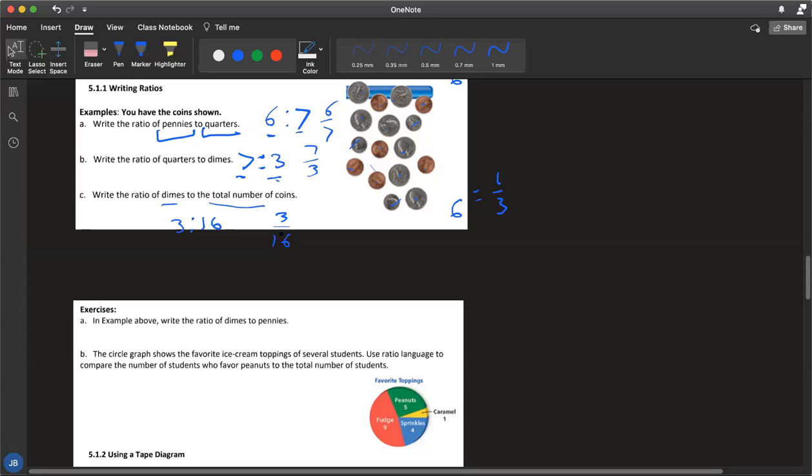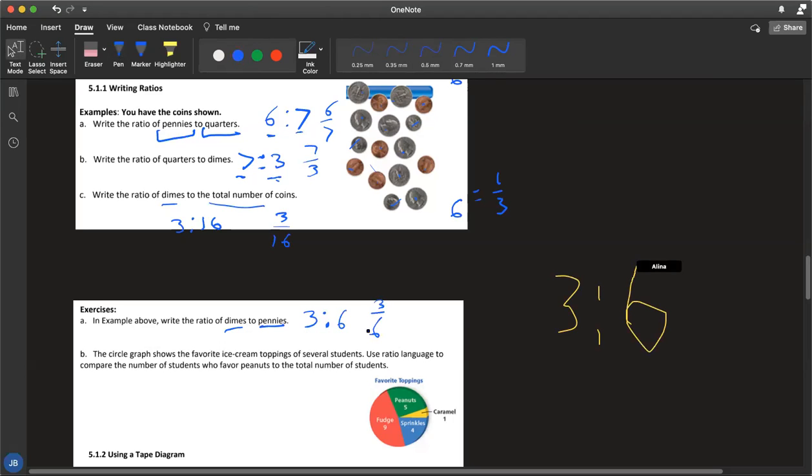All right, perfect. So, Alina, in the example above, can you write the ratio of dimes to pennies? Dimes are 3. Okay. And what are pennies? Pennies are 6. Perfect. So we say 3 to 6.